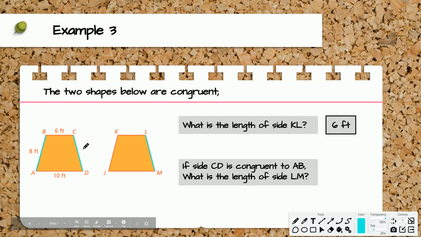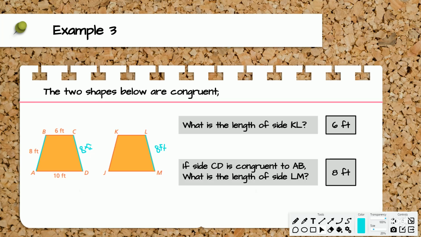So that means that CD is going to be 8 feet. And LM is also going to be 8 feet. So what is the side length of LM? That would be 8 feet.